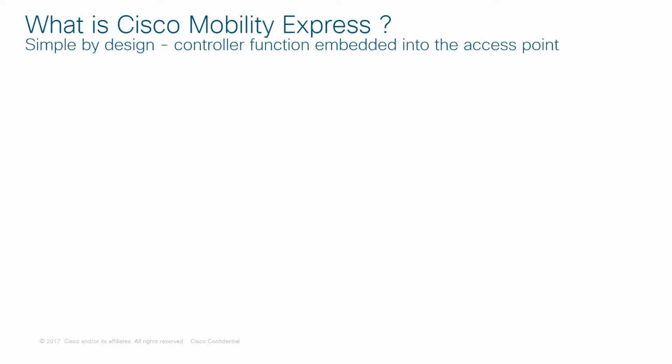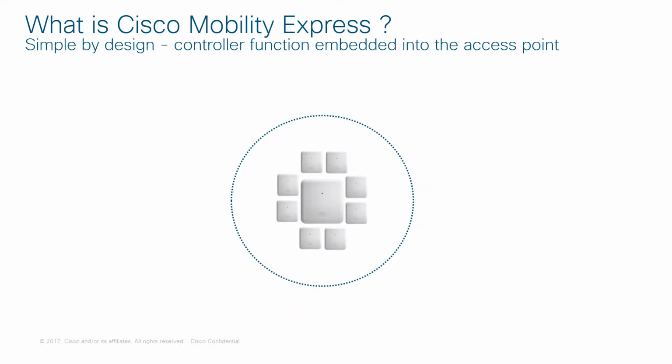In the last two lessons, we mentioned Cisco's Mobility Express solution, but never described it. So, what is Mobility Express? To say it in one short sentence, Cisco Mobility Express is the access point mode where the AireOS wireless LAN controller runs on the Cisco Wave 2 access point.